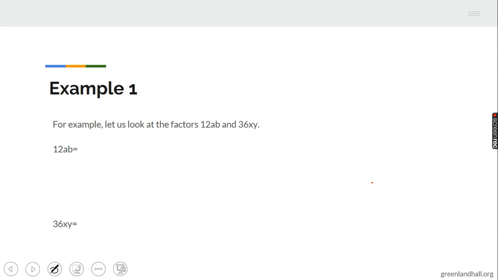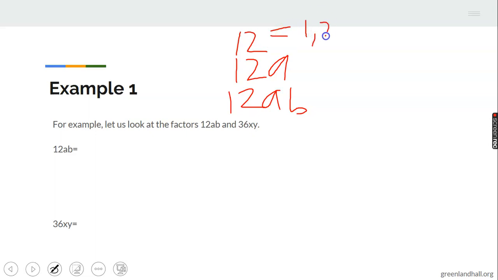Now, the first thing you're going to note is the factors of 12. Let's put that, the factors of 12. Then the factors of 12a. Also the factors of 12ab. Are you getting me now? Okay. Now let's list out the factors of 12 first. We have 1, 2, 3, 4, 6, and 12.